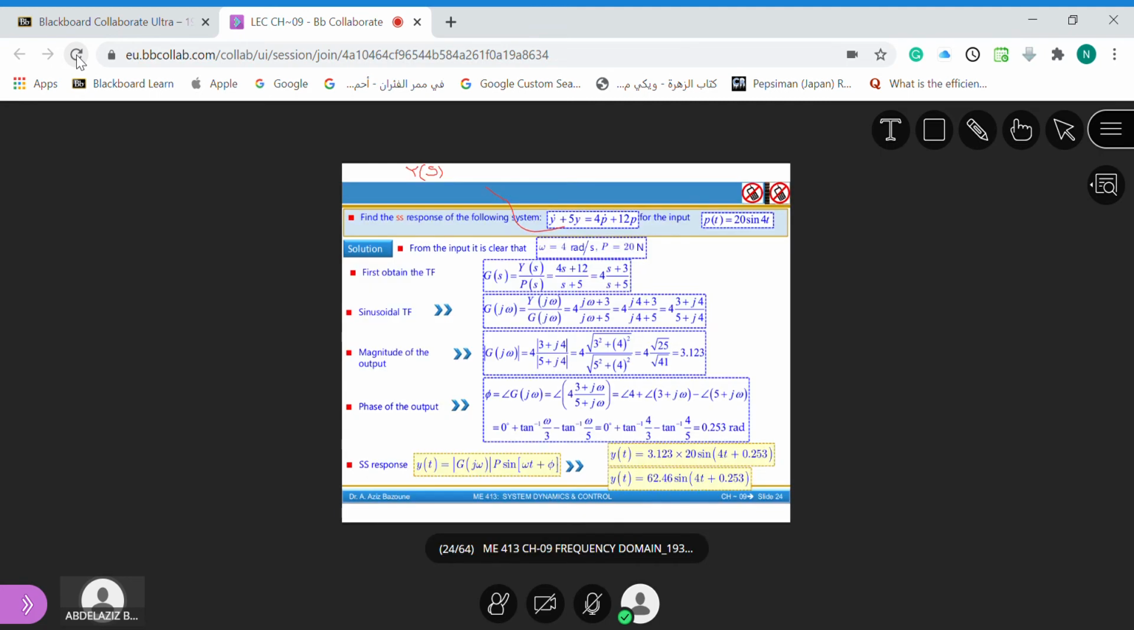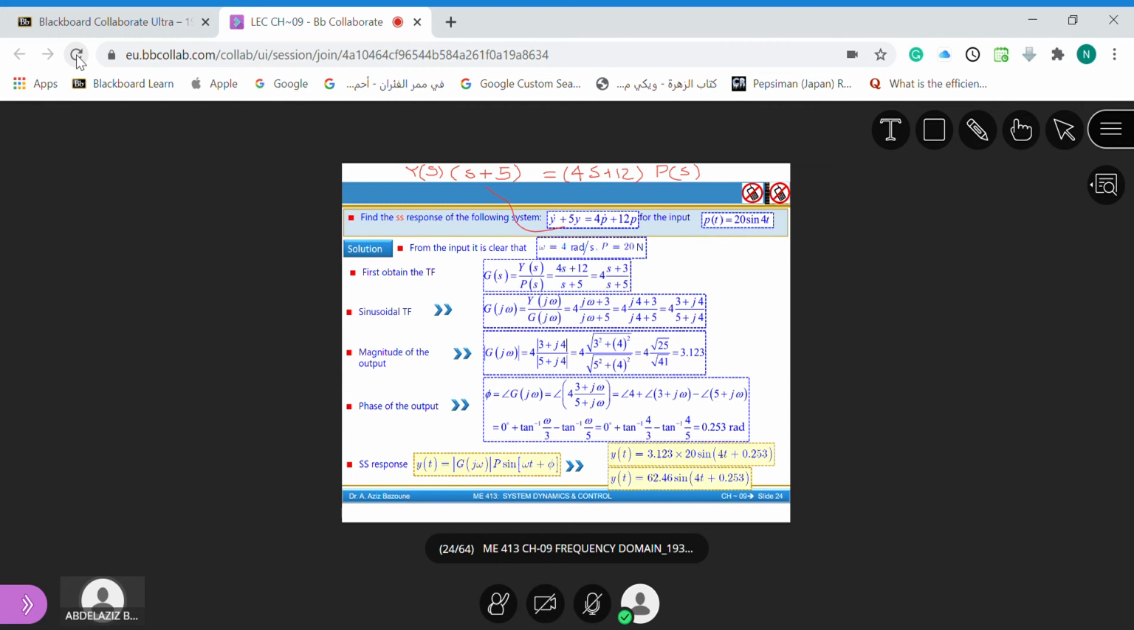You take y of s common, so we'll have s plus 5. When you take the Laplace transform of both sides, the left-hand side will be equal to 4s plus 12 times p of s. So when we take the Laplace transform of both sides, this is what we got.